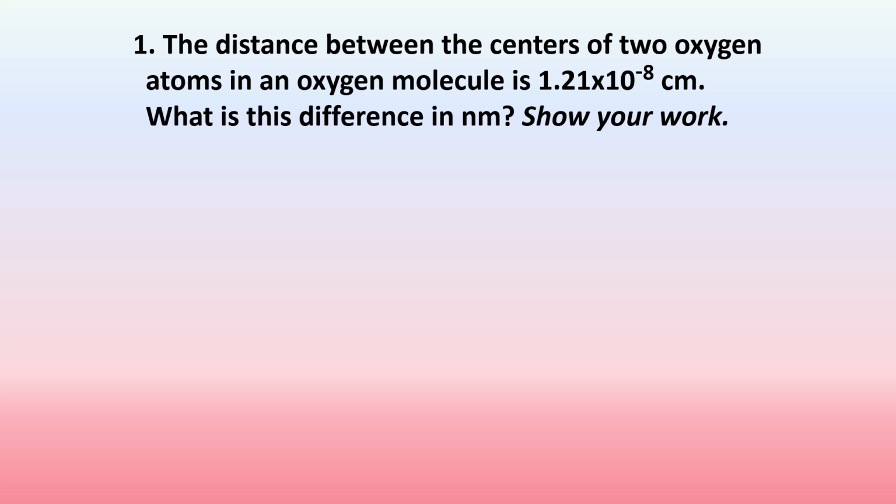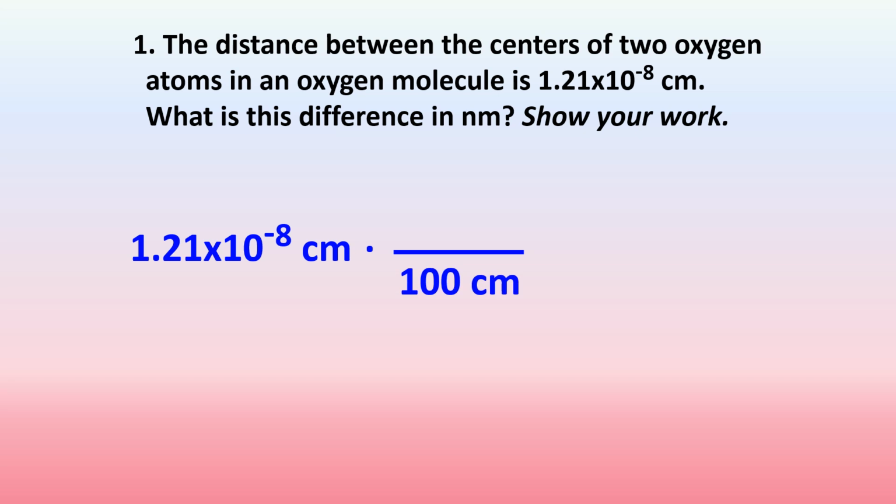In our first example, the question is asking us to change a distance from centimeters to nanometers. So we always first start the question with the given. In this case, it's 1.21 times 10 to the negative 8th centimeter. After that, we will convert the centimeter into nanometer. But before turning into nanometer, we need to convert it to the base unit, which is meter. So we multiply that by 100 centimeters gives us 1 meter.